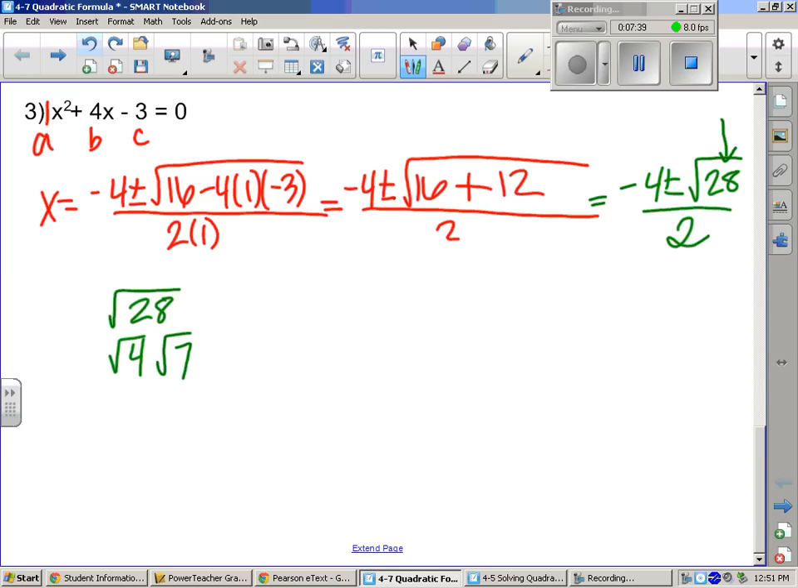Do you know the square root of 4? I do. What is it? 2. 2 root 7. So to simplify this, I'm going to leave everything else the same, and I'm going to do 2 root 7 instead of root 28.